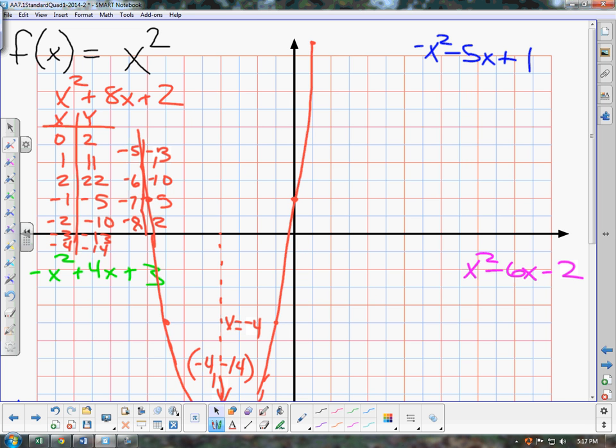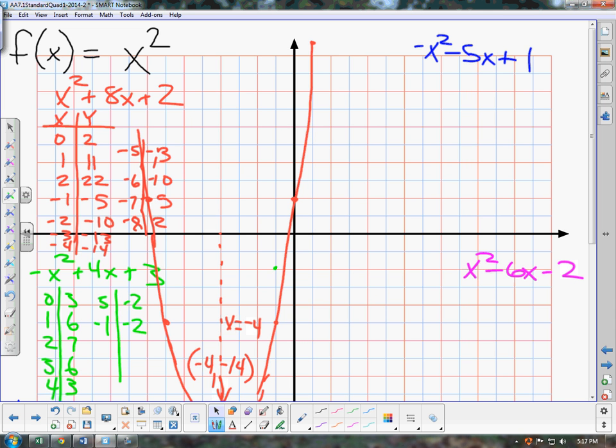Then looking at this green one, you are going to have coordinates at (0, 3), (1, 6), (2, 7), (3, 6), (4, 3), (5, negative 2), and so on and so forth. And the negative 1 is also going to be a negative 2.